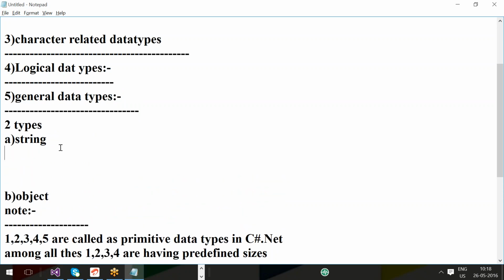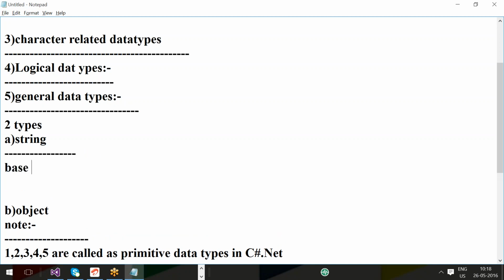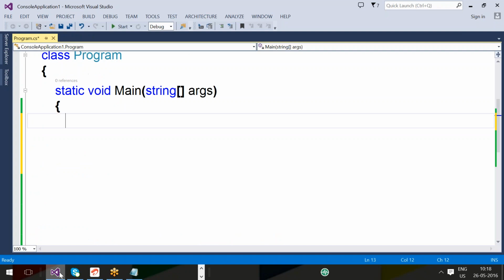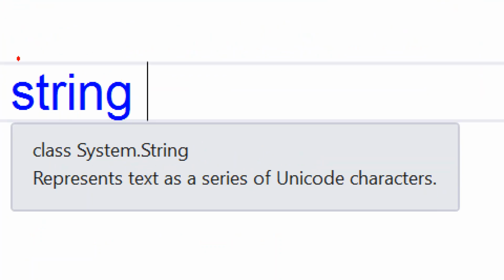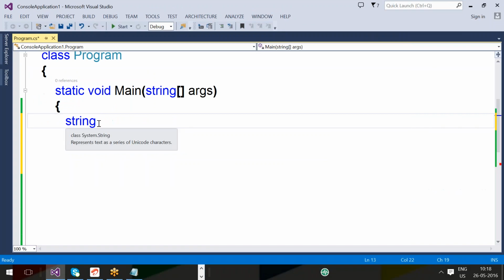Already we are working with string. The base type of string is System.String. Here the S in System is small, and here the S in String is capital.